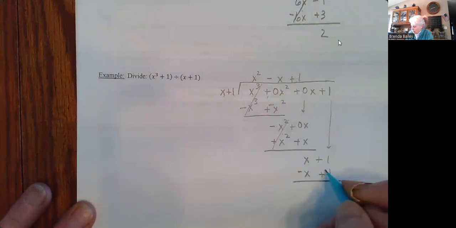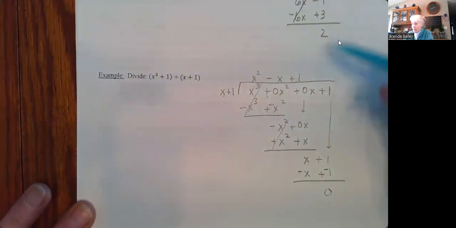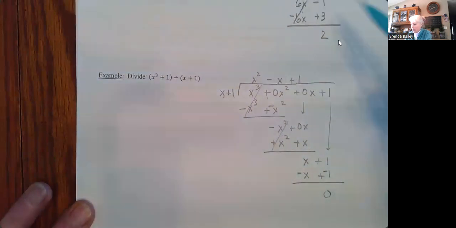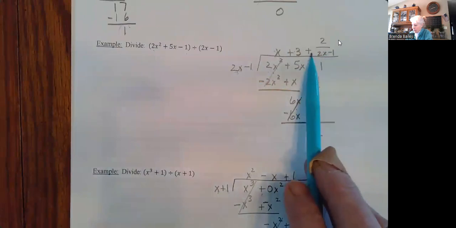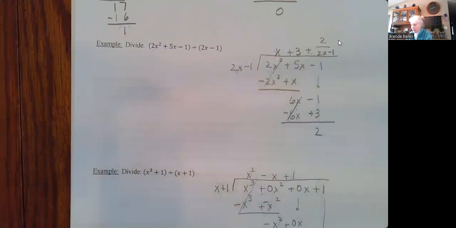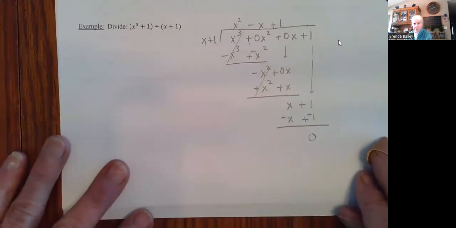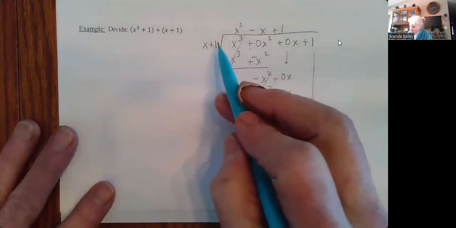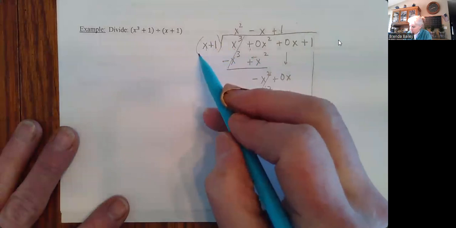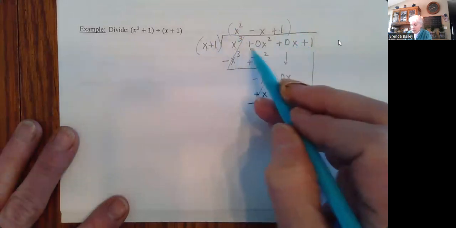Change your signs and then add them together. And no remainder, so you don't have the plus here with your remainder. Let me move this down. It's just this. You could check this one. This one wouldn't be too bad. So what we've done is, if you take this times this, you get what's inside.